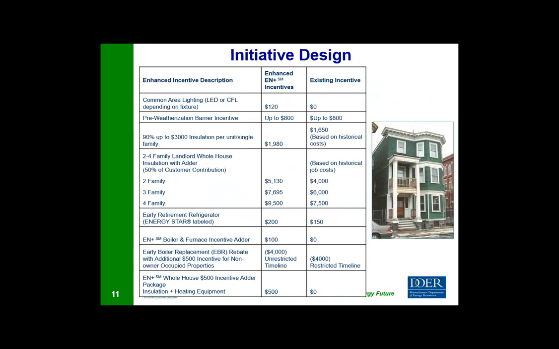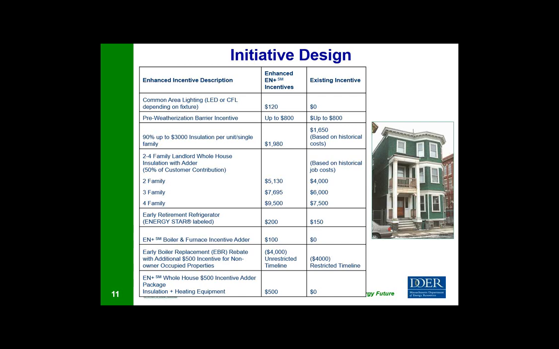So this slide here just provides a brief summary of the enhanced incentives that were offered to the participants of the EN Plus initiative compared to the existing HES program. And you can see that there are some incentives for additional measures, such as common area lighting, as well as some higher incentives overall.